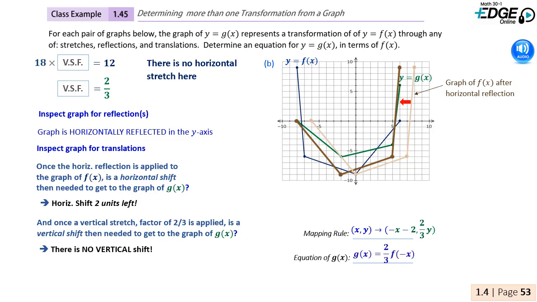In our equation then, we would see our stretches and reflections represented with a 2/3 coefficient in front of f and a negative coefficient in front of x. And because we want to go 2 units to the left, we replace x with a bracketed x plus 2. These are tricky questions. If you manage to find that on your own, congratulations.